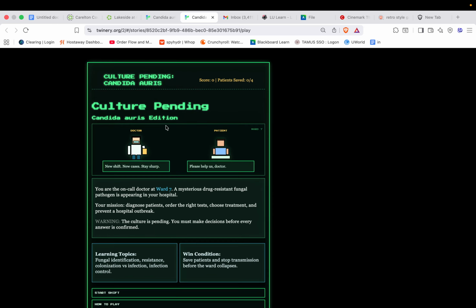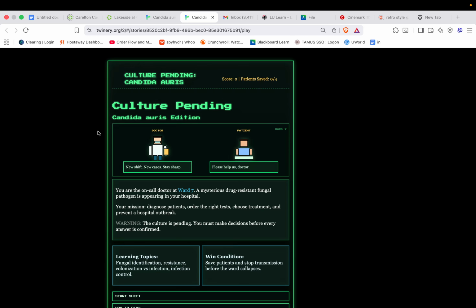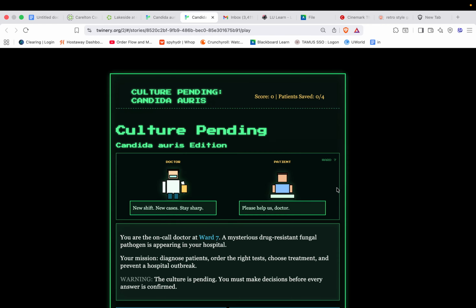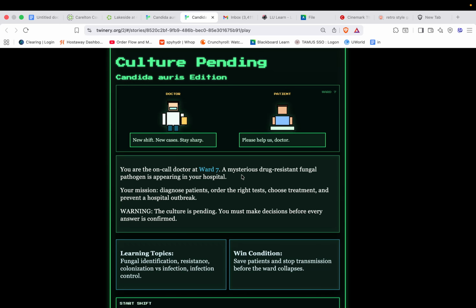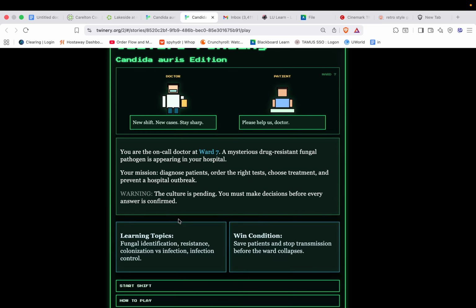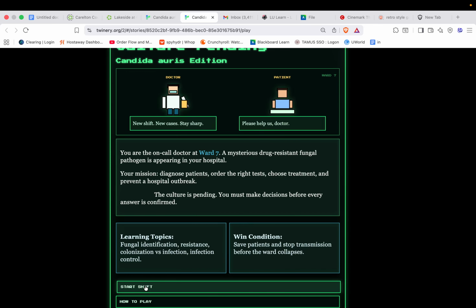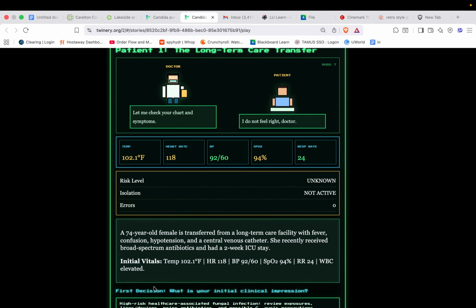Okay, so here's the UI. I have a little patient here that will have quotes as we go through the game, as well as the doctor. You are the on-call doctor at Ward 7. A mysterious drug resistant fungal pathogen is appearing in your hospital. Your mission: diagnose patients, order the right tests, choose treatments, and prevent a hospital outbreak. Okay, now we can click start shift.